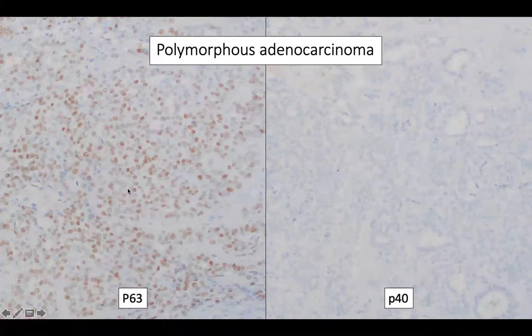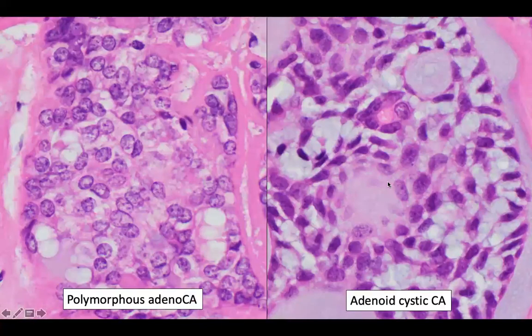So P63 and P40 in adenoid cystic carcinoma is going to highlight the basal cell population or the myoepithelial cell population, right? Both of them are going to be positive, and you're going to see a clear distinction between the ducts and the myoepithelial cells. In this case, P63 is positive in the vast majority of tumor cells, whereas P40 is negative. So that's very unusual. And then last but not least, don't forget about the cytology.